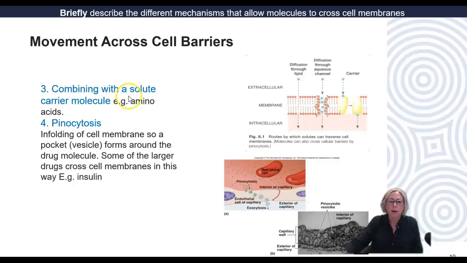The third one is combining with a solute carrier molecule, for example, amino acids, and this is shown very clearly here, where you have an amino acid binding to one side of the carrier protein on the extracellular side, and then being transported into the cell and released on the intracellular side. And finally, we have pinocytosis. And pinocytosis, remember, refers to kind of drinking of molecules.